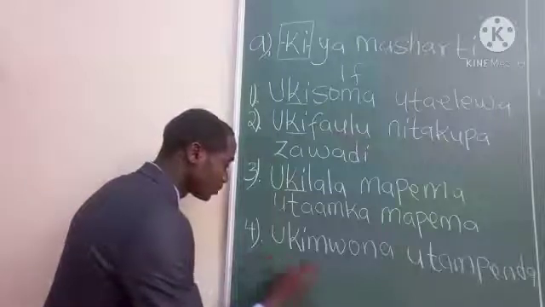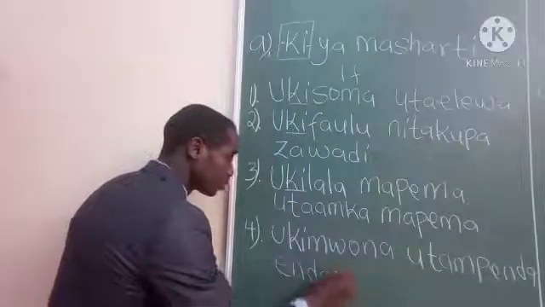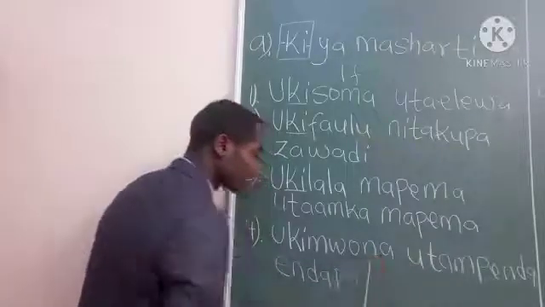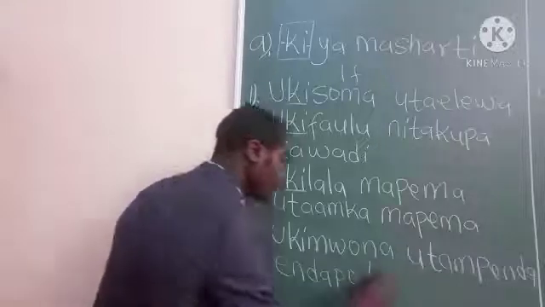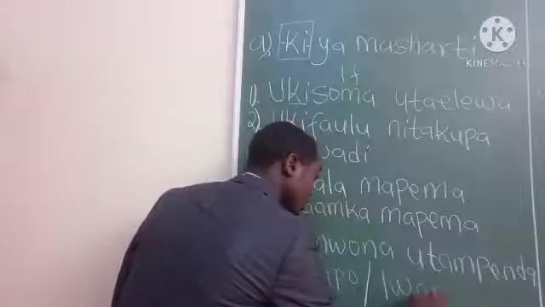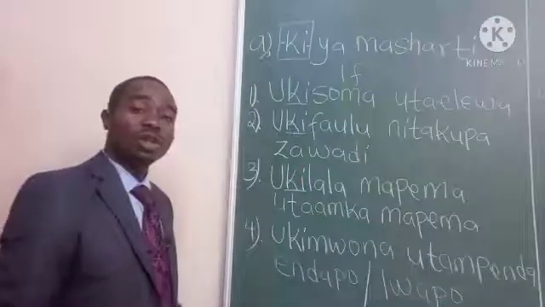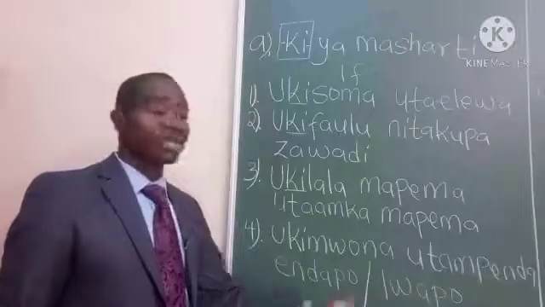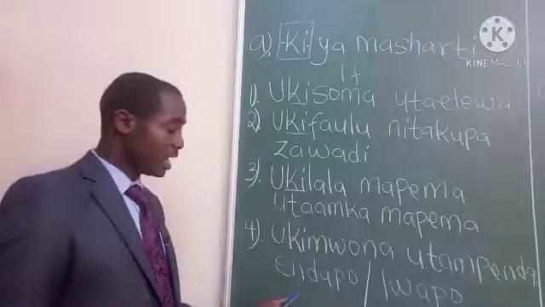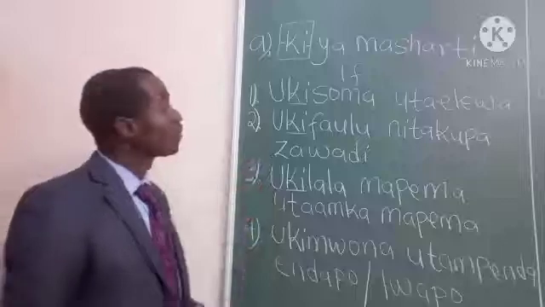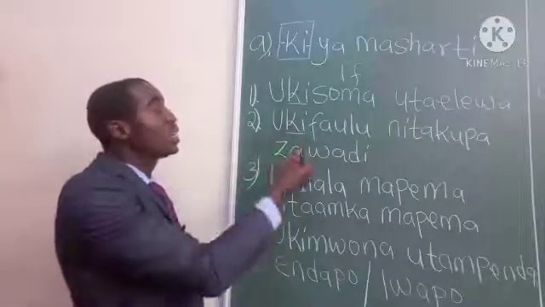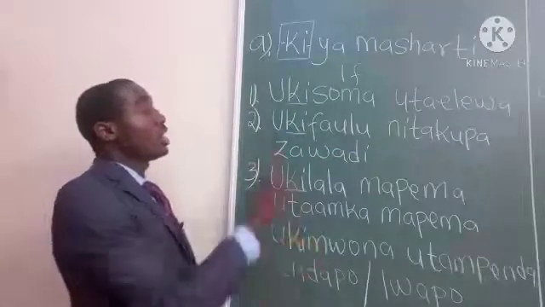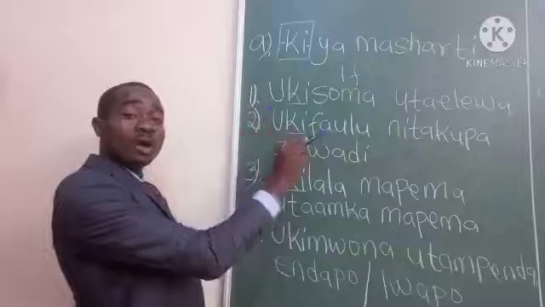Endapo or iwapo. So you can either choose to use this ki or endapo or iwapo. So let's use endapo in the first sentence and see. This first sentence is saying ukisoma utaelewa. When you use endapo, it will be endapo utasoma utaelewa.